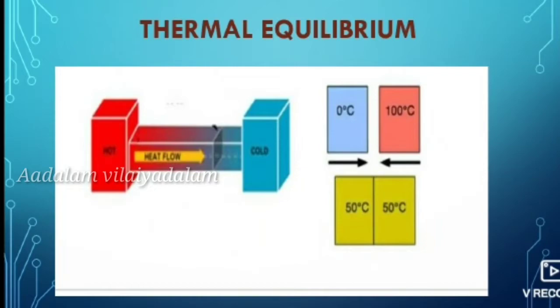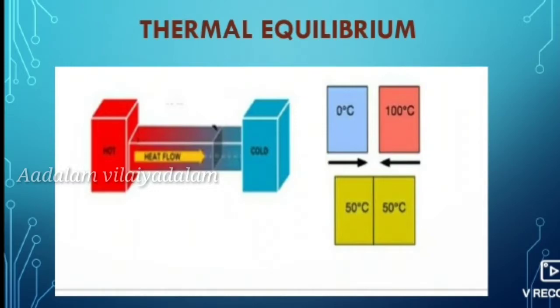Let us explain the definition with an example. If two bodies at different temperatures, like 0 degrees Celsius and another one at 100 degrees Celsius, are brought in contact with one another, what will happen? The heat energy transfers from the hot body to the cold body. That is, the heat transfers from 100 degrees Celsius to 0 degrees Celsius. As a result, there is some rise in temperature of the cold body, that is 0 degrees Celsius, and a decrease in temperature of the hot body, that is 100 degrees Celsius.